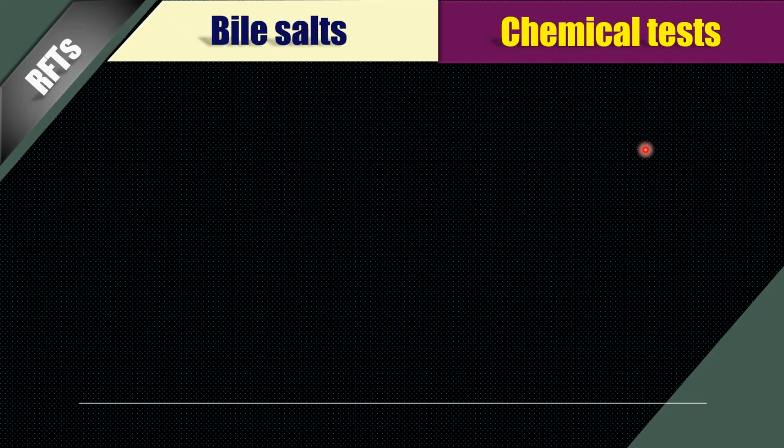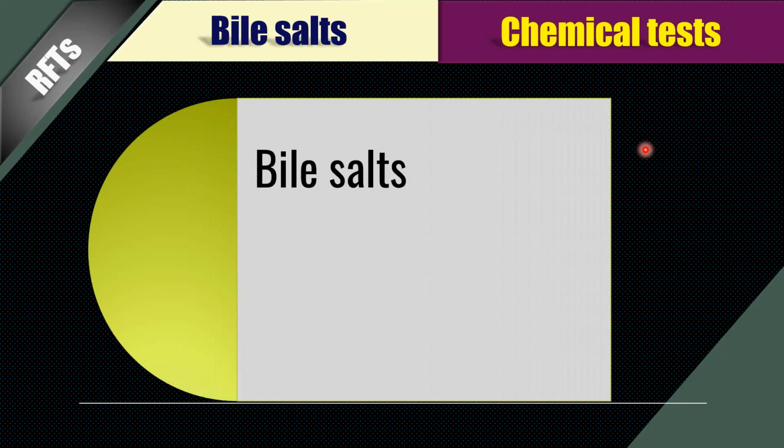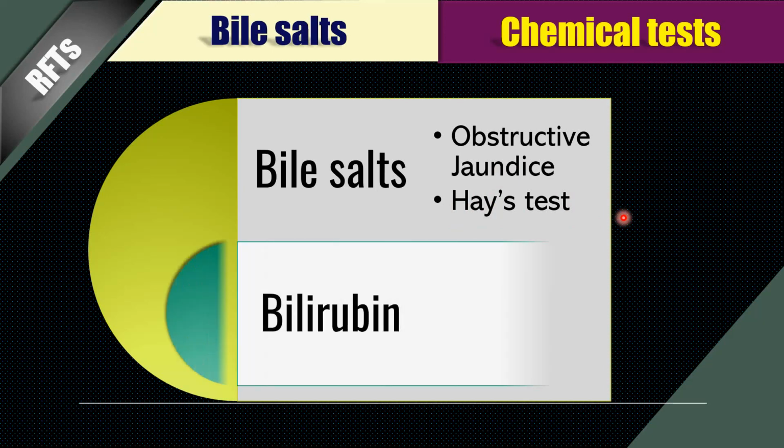Another parameter under chemical test, we can detect bile salts. Normally bile salts are not present in the urine. If bile salts are present, that means the patient might have obstructive jaundice. It could be intrahepatic obstruction or post-hepatic obstruction. The name of the test is Hay's test, also known as Hay's sulfur powder test, where we need to collect the urine and sprinkle sulfur powder. If bile salts are present, this sulfur powder sinks to the bottom.